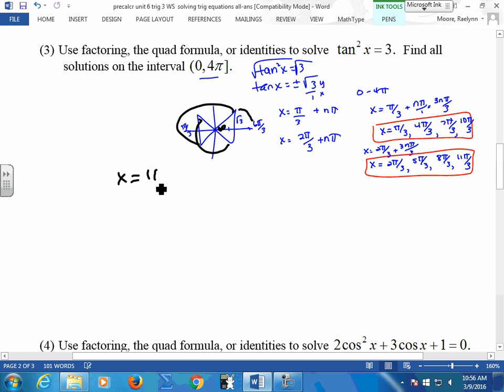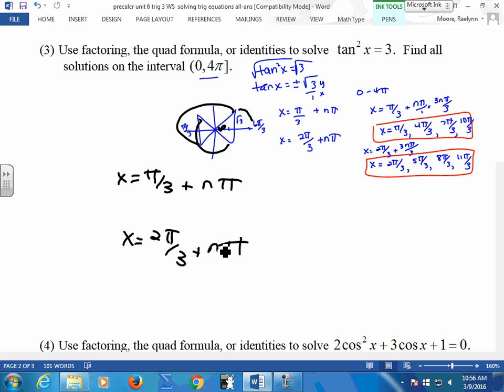That's my way to start this. X is equal to pi over 3 plus n pi. X is equal to 2 pi over 3 plus n pi. Now, it asks for your solutions between 0 and 4 pi. How many solutions did we have between 0 and 2 pi?